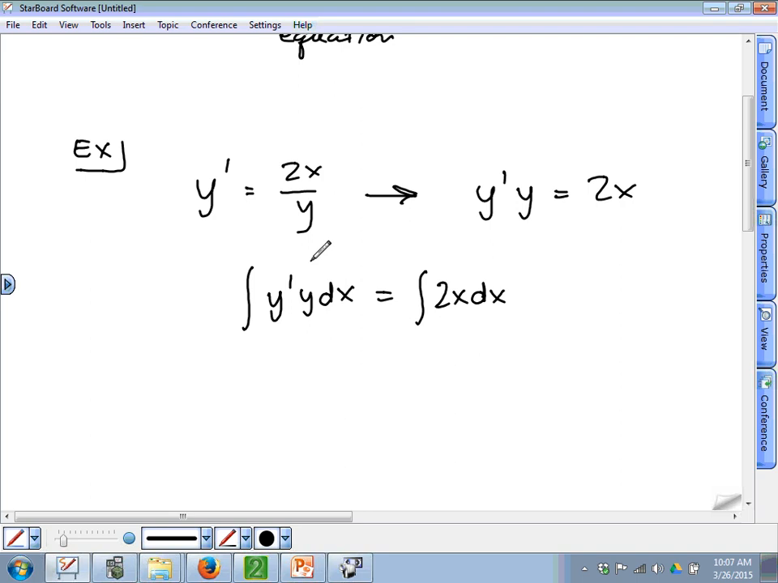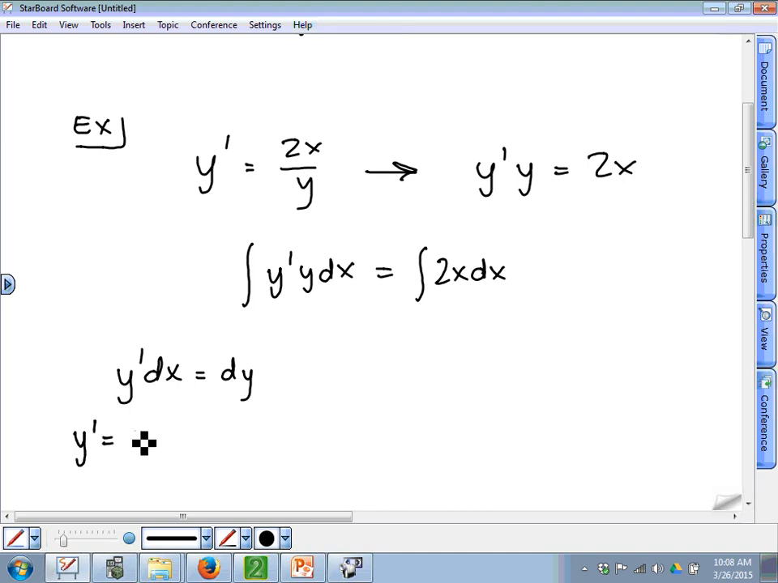I want to consider this right here. Y prime dx is equal to dy. Why is that? Oh my goodness, because it's a chain rule thing. Isn't y prime just another way of saying dy dx? So just multiply the dx over here and you get y prime dx is equal to dy. Do you see where that came from?